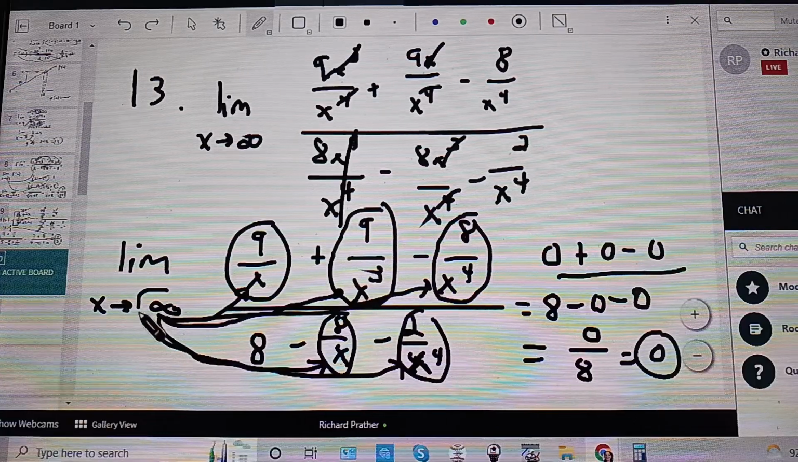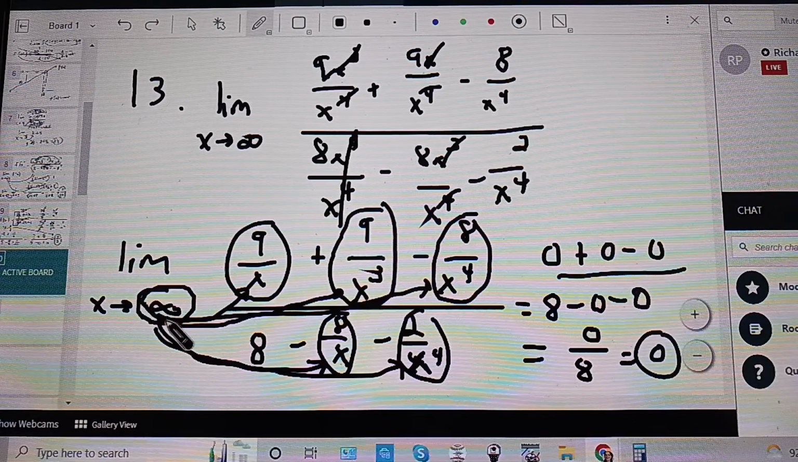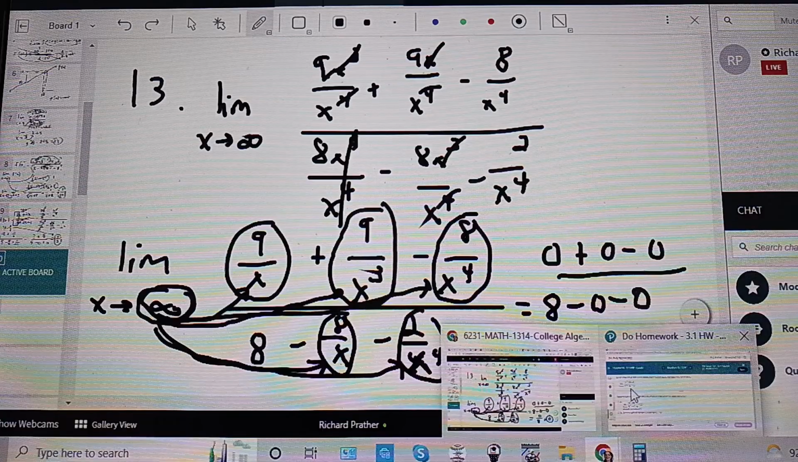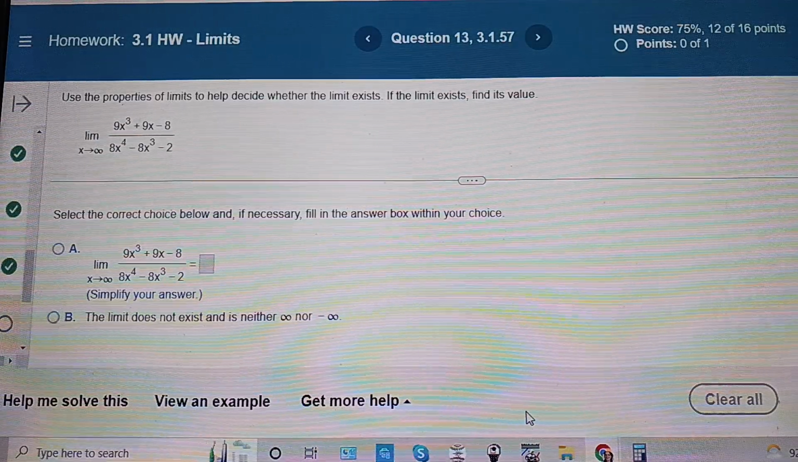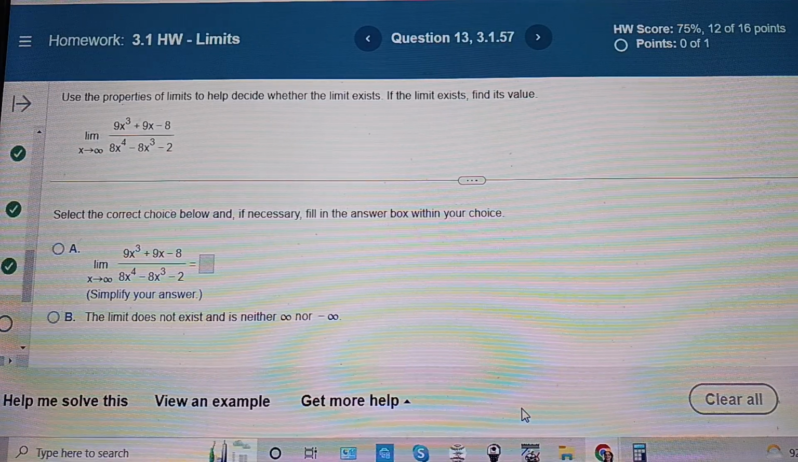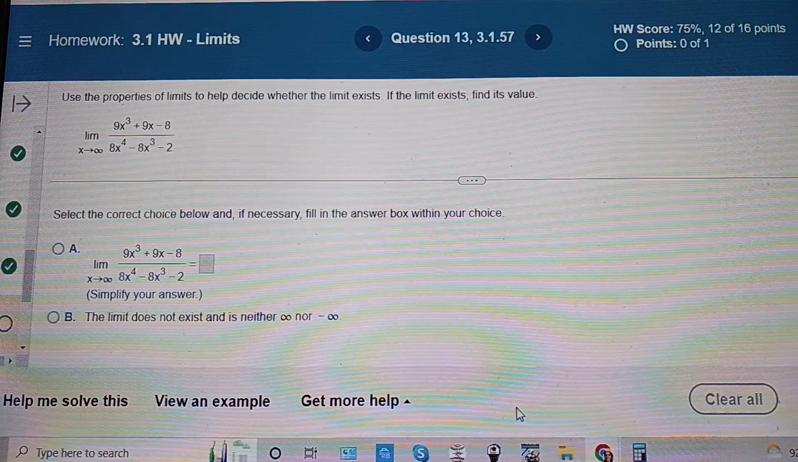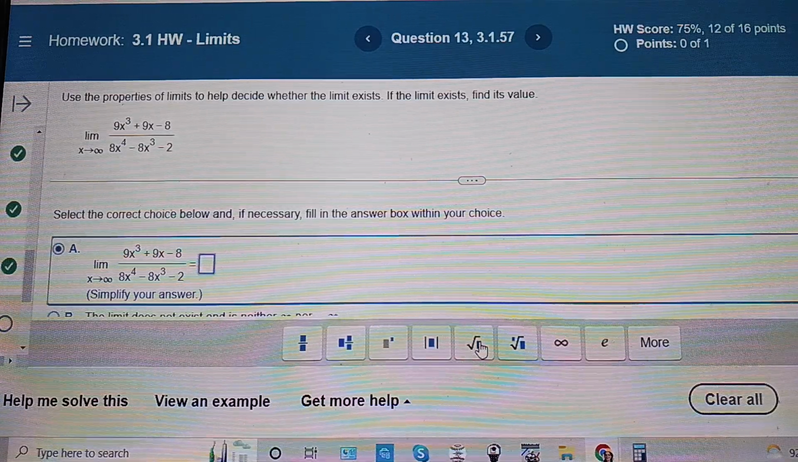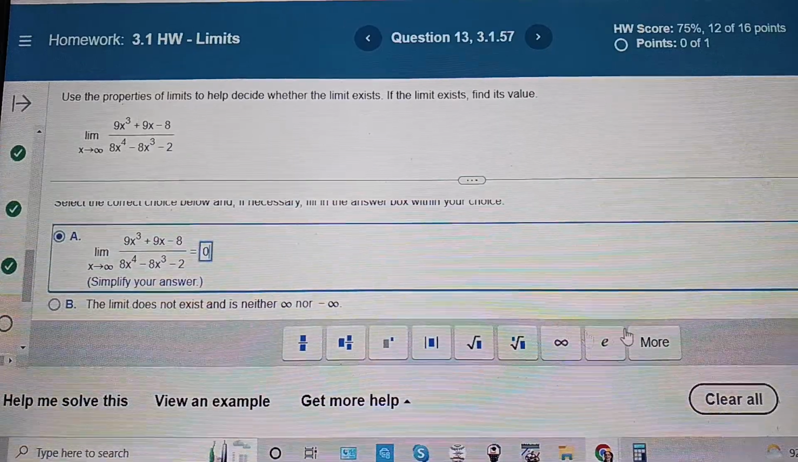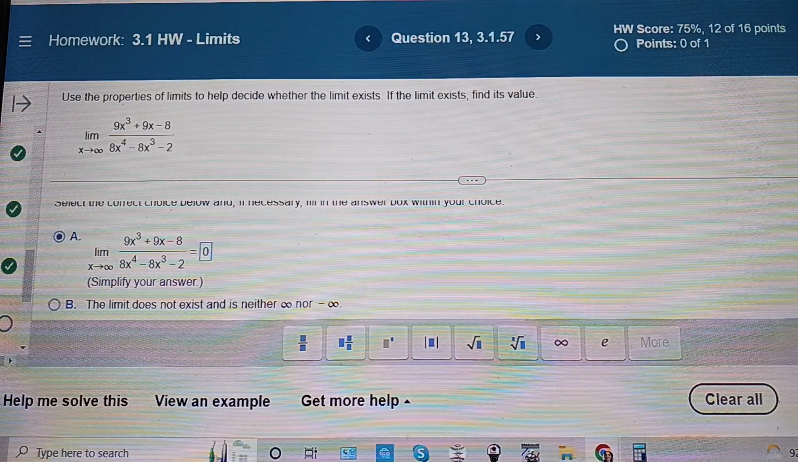Limits at infinity are basically like horizontal asymptotes. If there is no horizontal asymptote, they don't level off. If there is one, they level off, and that's what the limit at infinity is going to be. So if you knew that rule from college algebra, you could have known this answer was 0 without doing all that work.